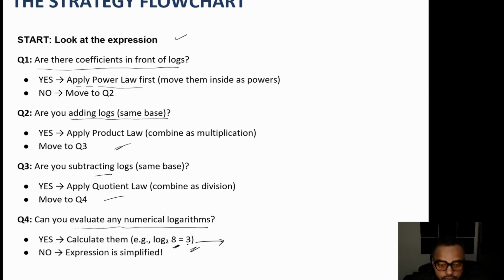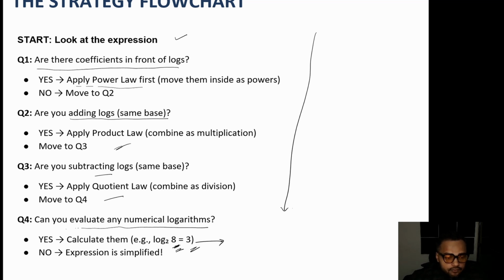We need to solve it further. If it could be written in the form of indices, we need to calculate it further. We can't leave this expression here itself. So this is the strategy flow chart, students, which I have given for you, whatever strategy you need to follow while looking at the expression.